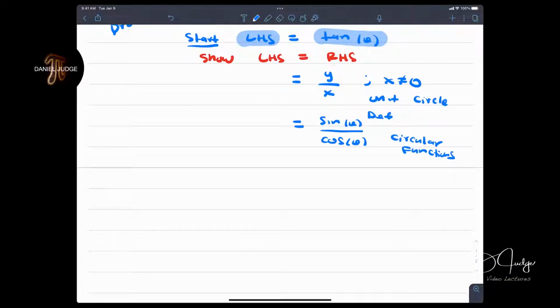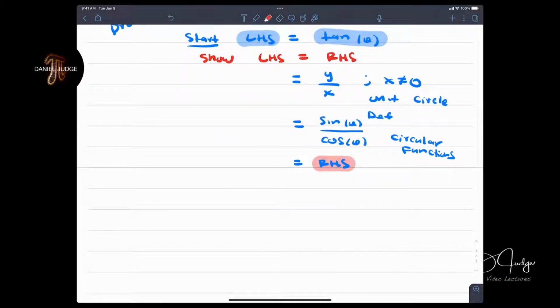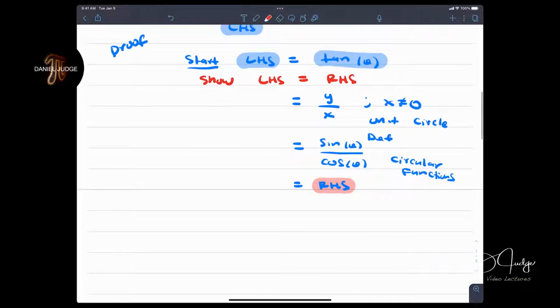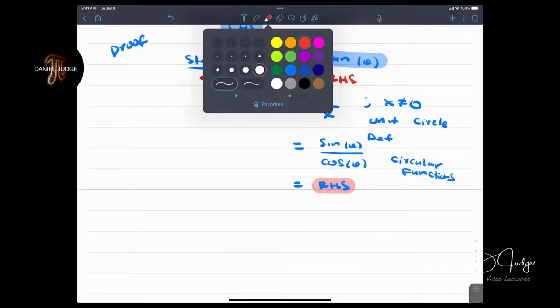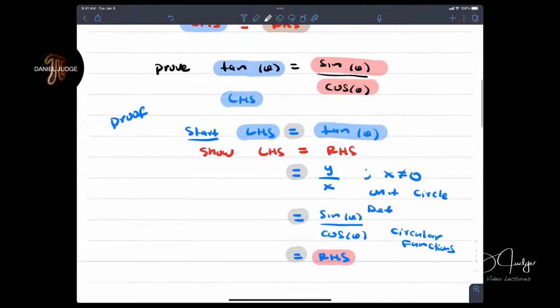Okay? And so, ladies and gentlemen, if you said, Mr. Judge, that happens to be what the right-hand side is, I'll say, yes, it is. That is the right-hand side. So you have shown that the left-hand side, take a look, all the way through, is equal to that right-hand side.